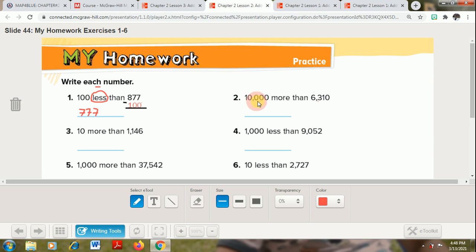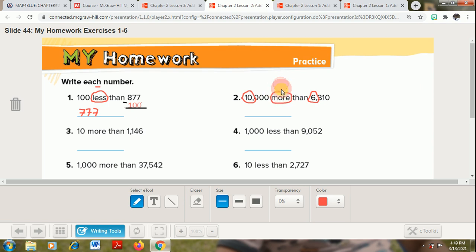It says 10,000 more than 6,310. So this is easy. I will just give you a key element. You need to look at the thousands. Look, 10,000, and you look at this 6,000. If you add, because this number is 000 and we are going to use the identity property, you only add, and it says more. Remember, more means addition.